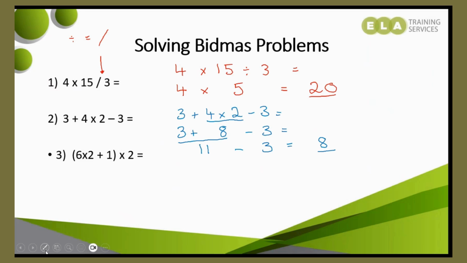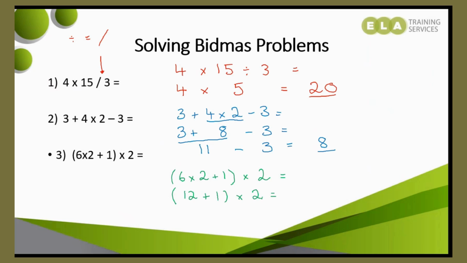And then our third one, in which we encounter brackets. Here we're going to do 6 multiplied by 2, add 1, and then multiply that whole bracket by 2. Now you might be thinking, but there are different symbols within the bracket. Which one do I do first? Within a bracket, you follow BIDMAS. So multiply would come before our add. So our brackets now read 12, add 1, multiplied by 2.